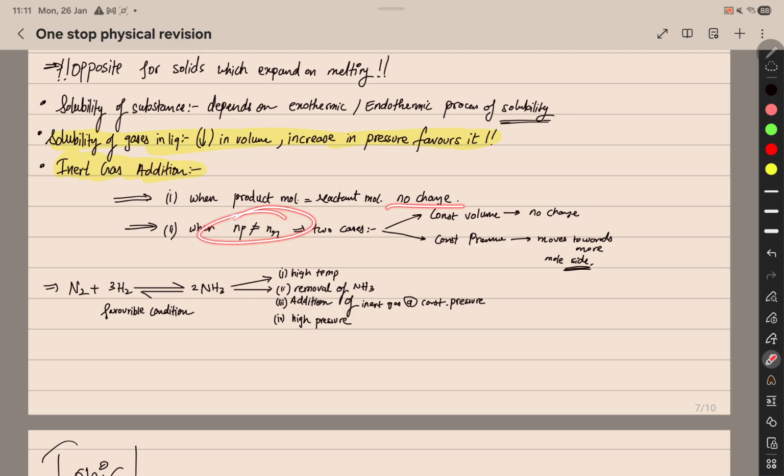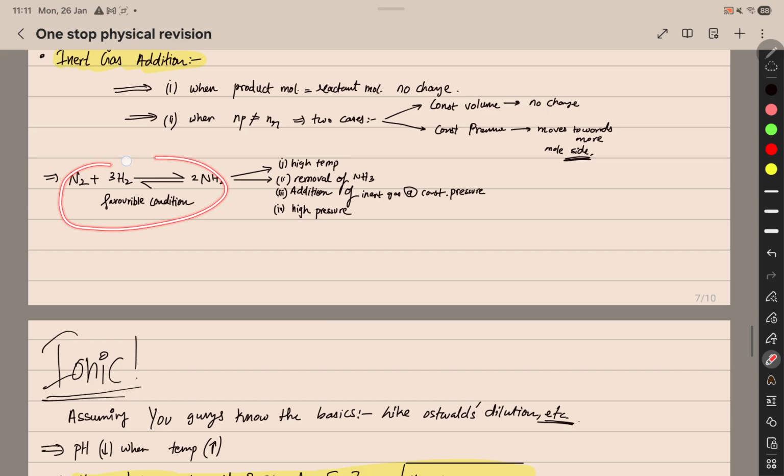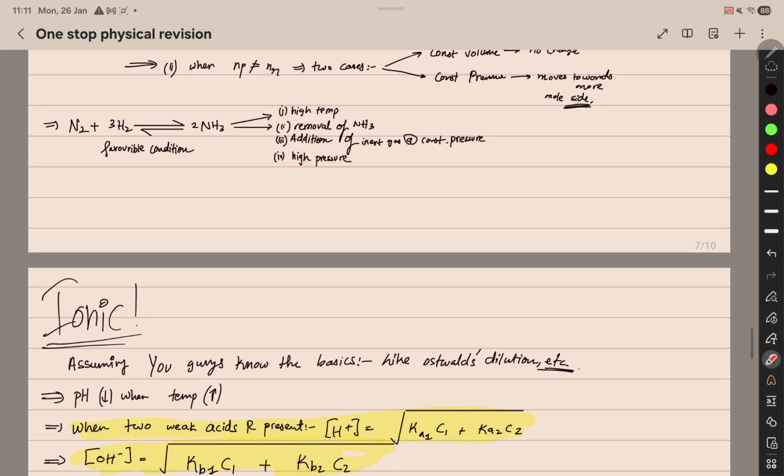When product moles and reactant moles are not equal: at constant volume, if you add an inert gas, it won't change anything. If you add an inert gas at constant pressure, the equilibrium will move towards the side with more moles. Now we have this equation, which is Haber's process: high temperature, removal of NH3, addition of inert gas at constant pressure, and low pressure.